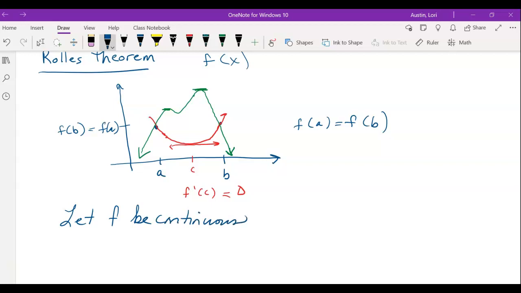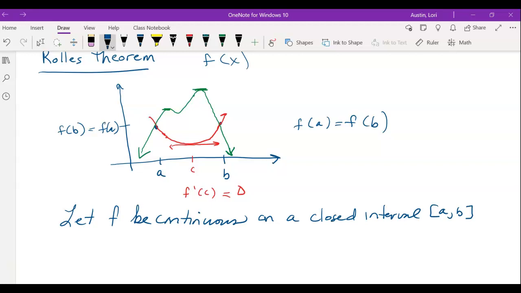Because I want you to realize these words are not just thrown in there to make the theorem sound better. There's a reason for every single word in a theorem. On a closed interval AB, okay, because you have to be at A and B, it's because we're using A and B as part of this.